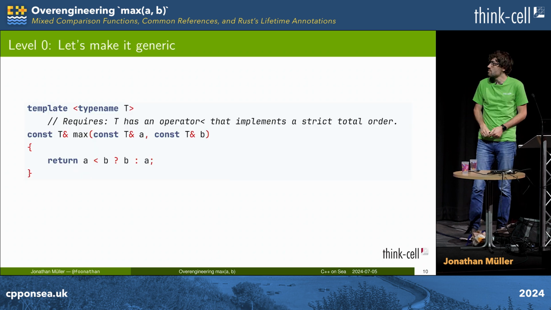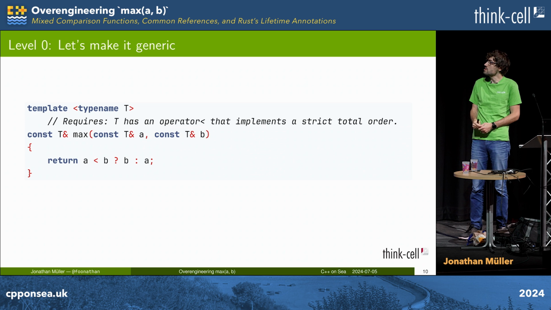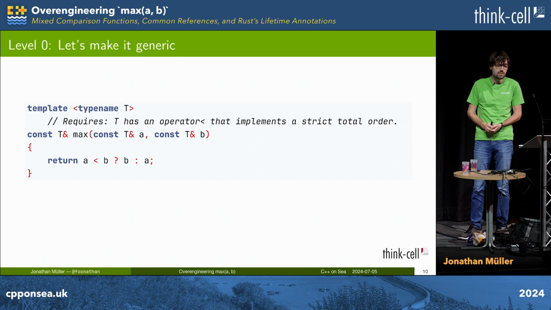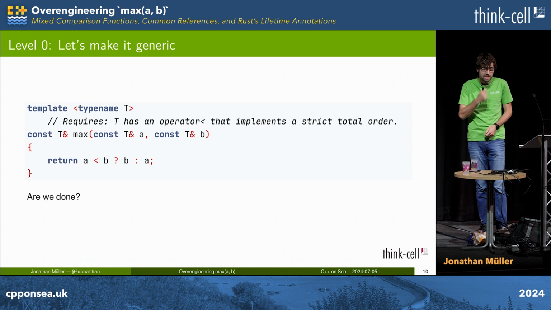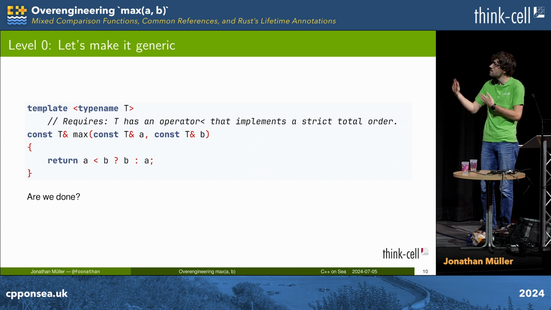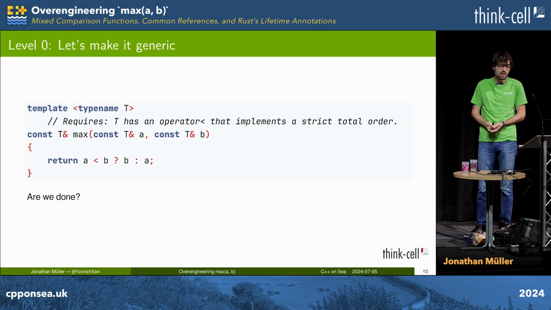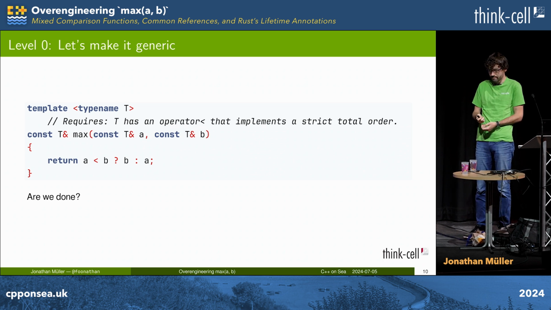And so let's annotate those requirements. We have a generic function, and T has an operator less than that implements a strict total order. I could also use concepts or requires clauses, but we can't really express semantic requirements in concepts anyway, so let's just write a comment to state the requirements. Are we done now? Well, we've got a generic function. It works. We have the correct requirements, but the requirements are maybe a bit too strict.